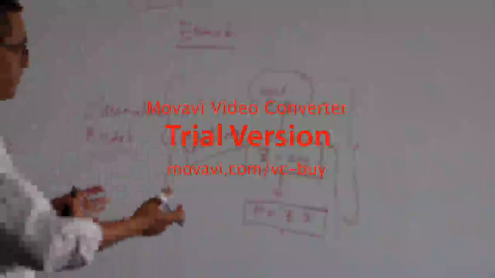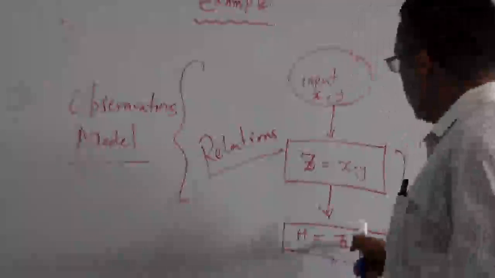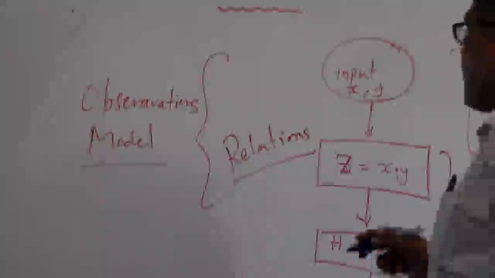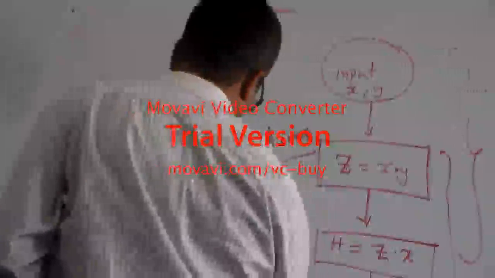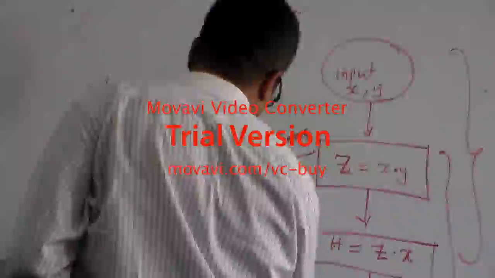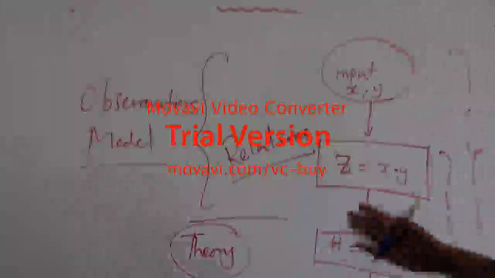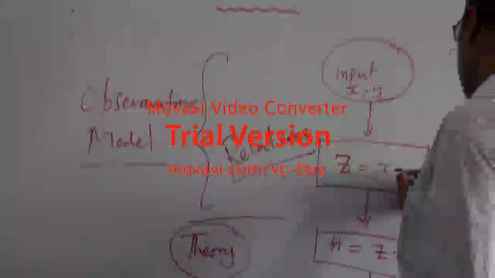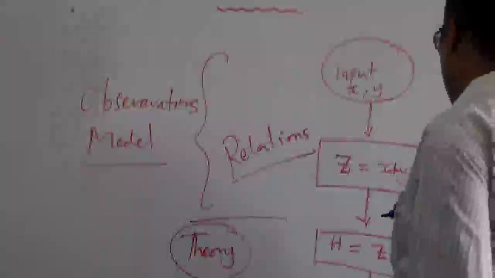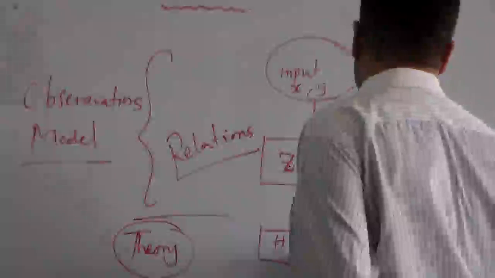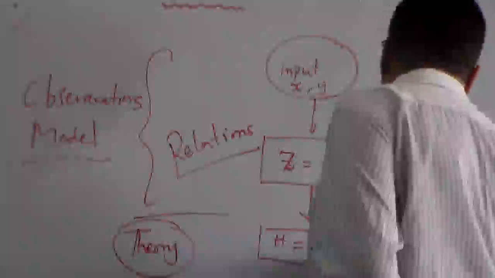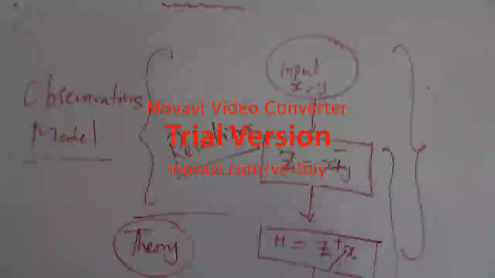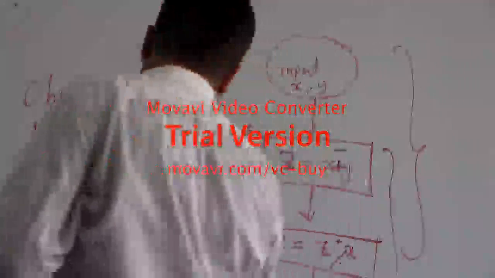But why this relationship? Why is z equal to x times y, and why is h z times x? Why? This is what we mean by the theory. Why is the relationship like this? Why not the relationship like this, for example, x plus y or x minus y, z plus x or z divided by x? So the answer for the why question is the theory.